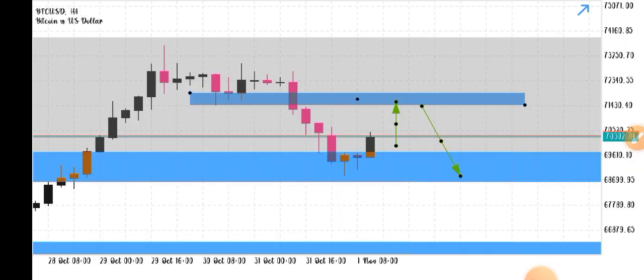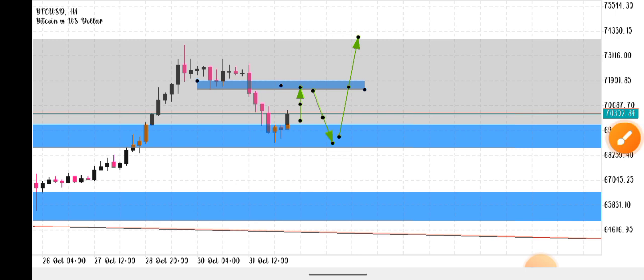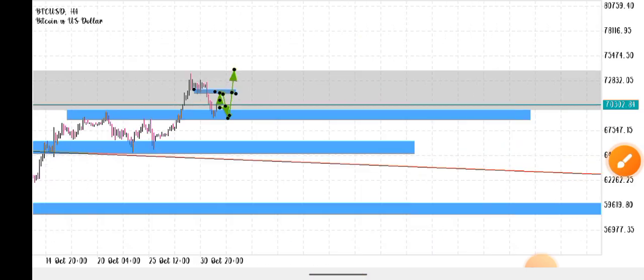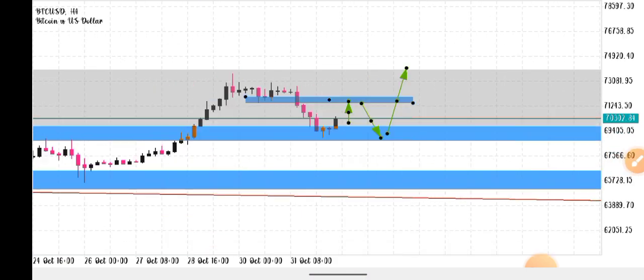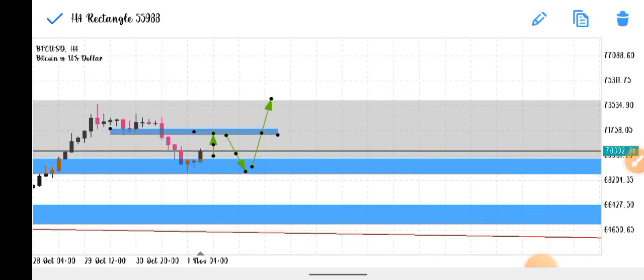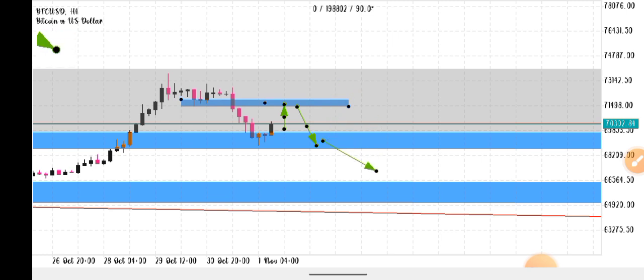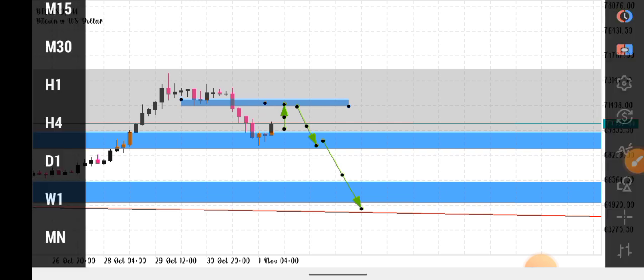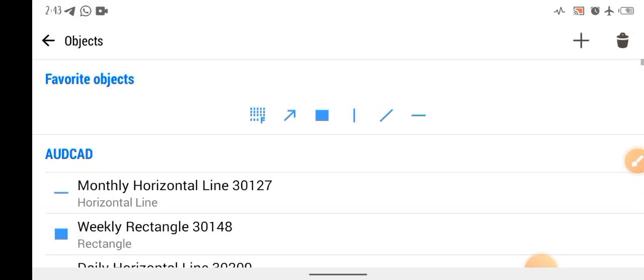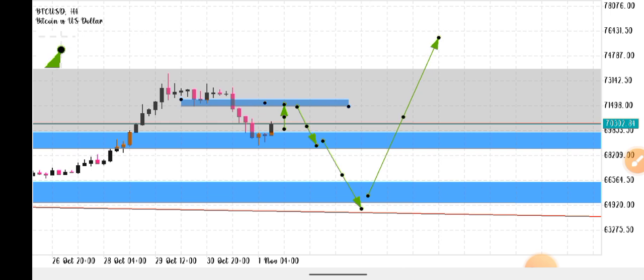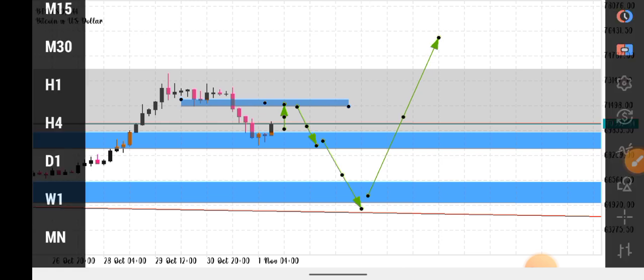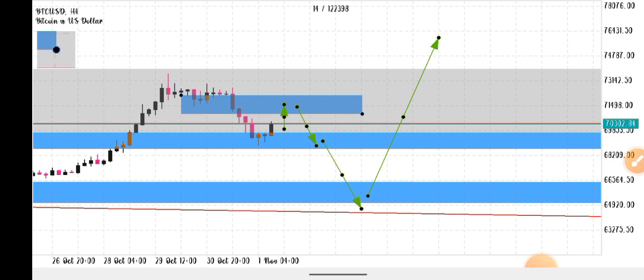It's going to be doing this, or it's going to be moving to the zone and then push upwards. So we don't know what it's going to do, but that is why we analyze, right?